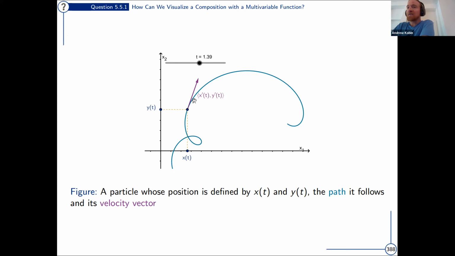As we slide t, and you can click on the interactive version of these slides to move the t bar here, as we slide the t bar around and move forward or backward in time, the particle travels along the curve accordingly. At every given instant, the tangent line to this curve is given by the vector with x prime and y prime in the two components. And that's the velocity vector. That tells you not only how fast you're going, by taking the magnitude or length of this vector, but also in what direction the particle is currently traveling at that snapshot in time.